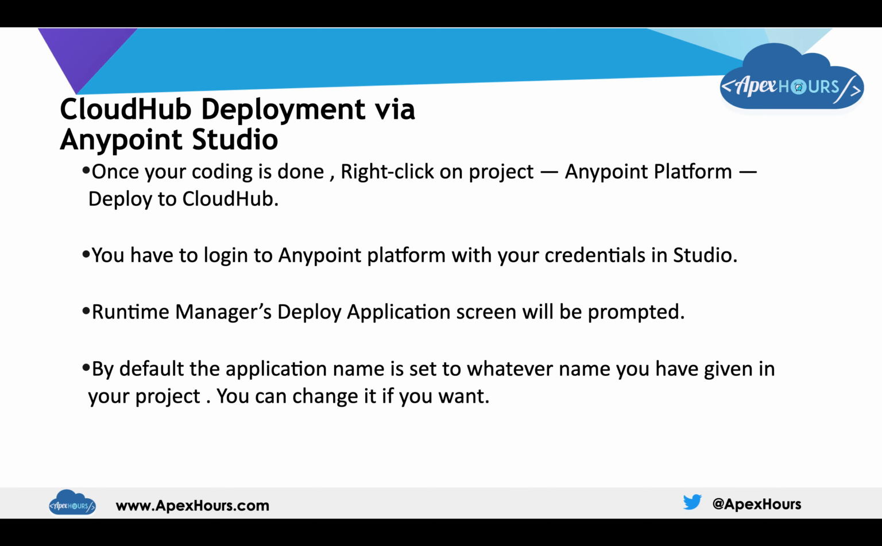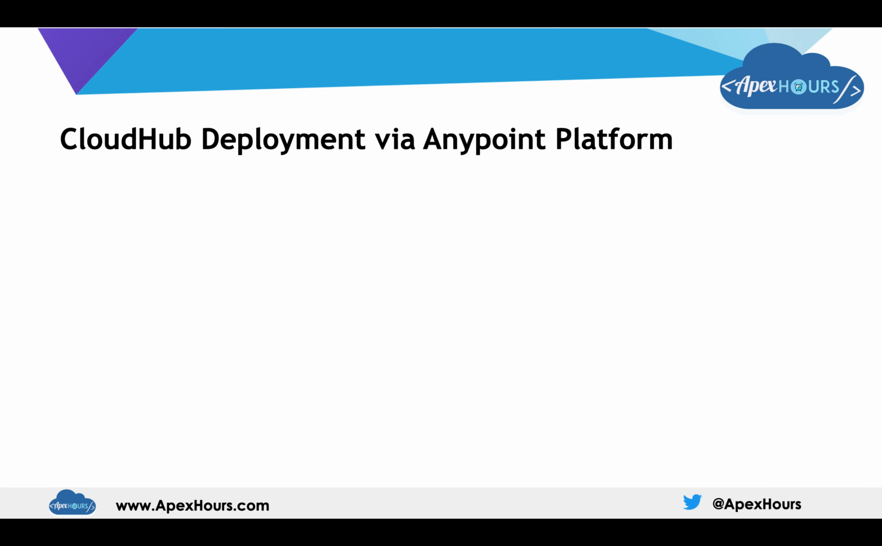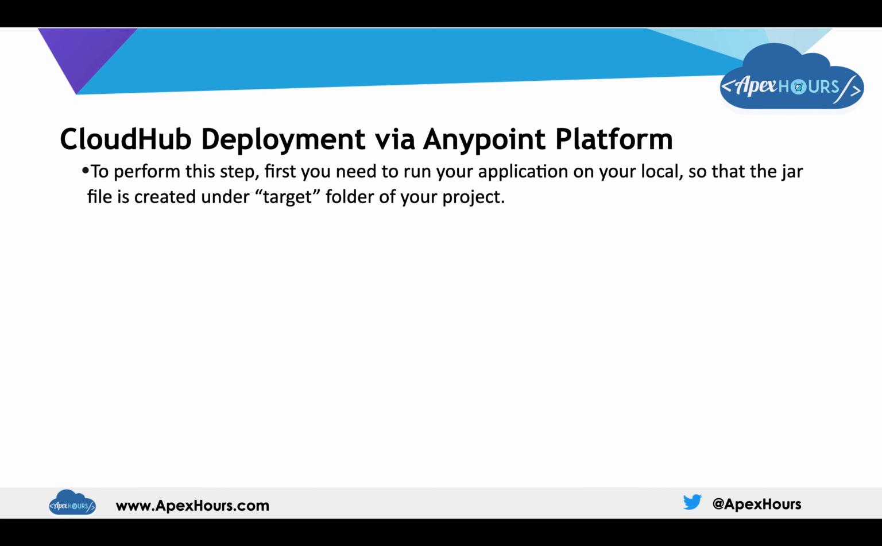I think all this stuff, it's better for me to show in the hands-on part. Okay, so deploying an application via Anypoint Studio, you just right click on the project, go to Anypoint Platform, click on Deploy to CloudHub. You have to log into your Anypoint Platform, and then it will show whatever is there in Runtime Manager, and just click on Deploy Application.